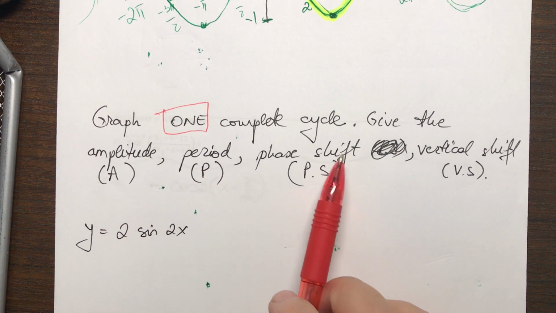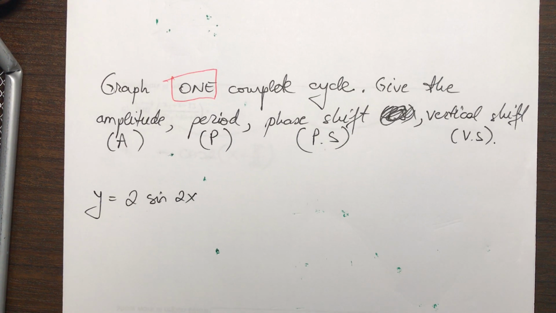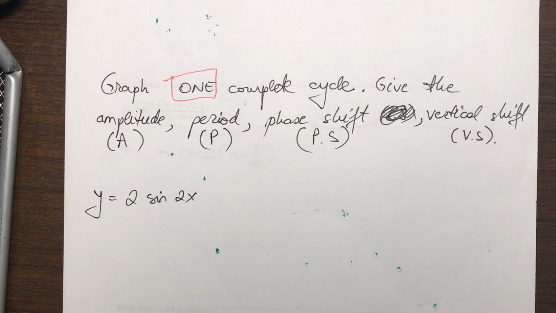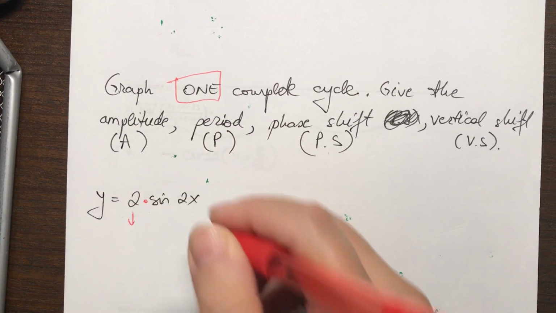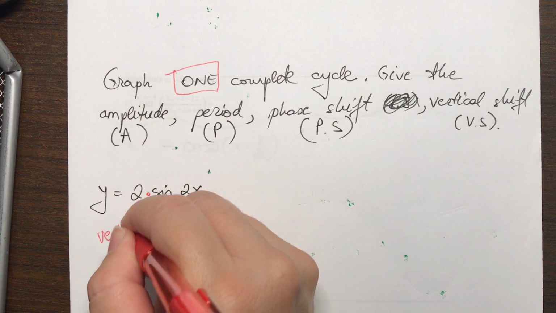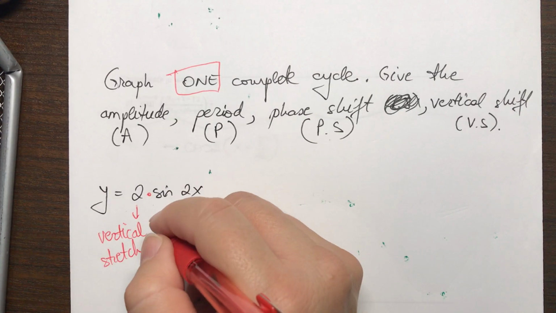To figure out the complete cycle, we need to figure out the amplitude, period, phase shift, and vertical shift. Okay, so we're gonna start simple. 2 sine of 2x. What does that do to the graph? Now, this number 2 that multiplies to the function, that's a what? A vertical stretch by a factor of 2, yes?